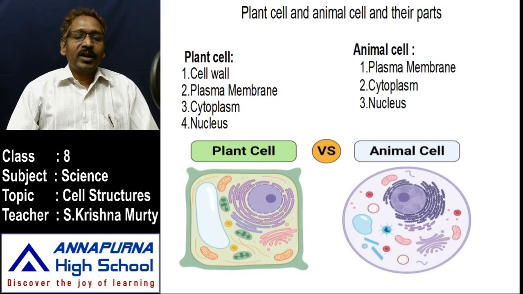In the earlier class, we learned about cell structure and functions, and also we read about the differences between plant cell and animal cell. Once look at these diagrams. What are the parts present in plant cell and in animal cell? When compared both of them, the plant cell additionally has one other part, that is the cell wall.